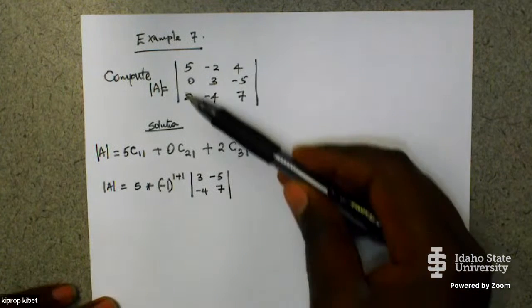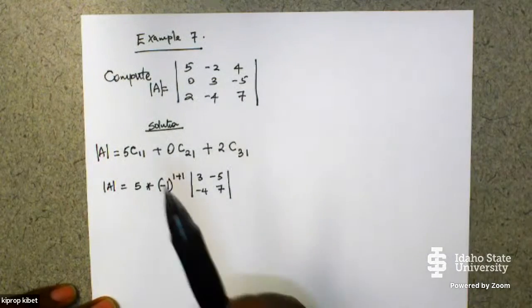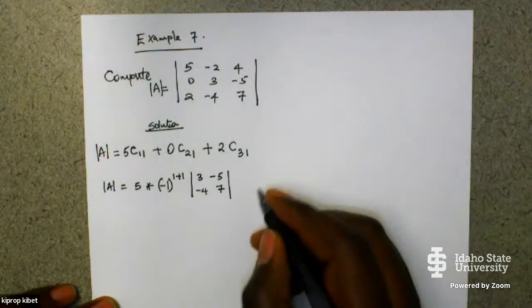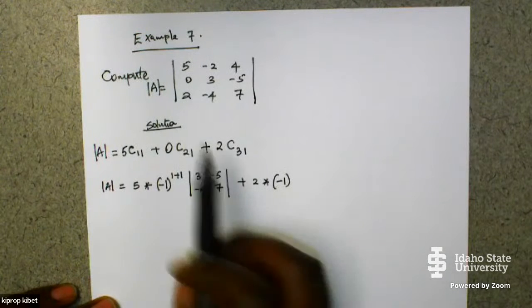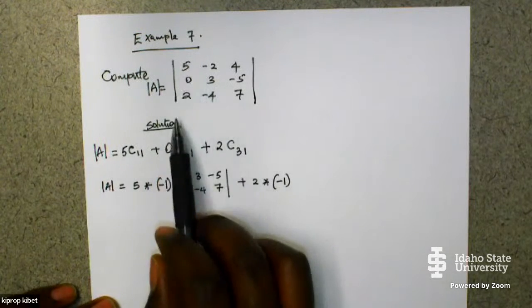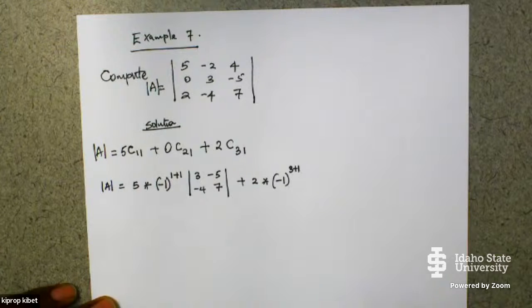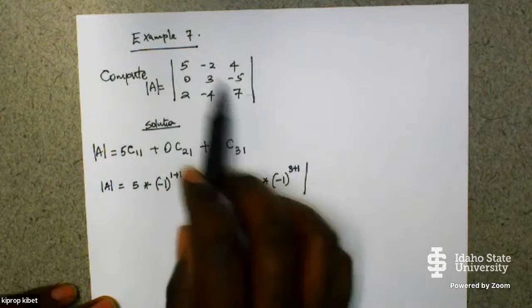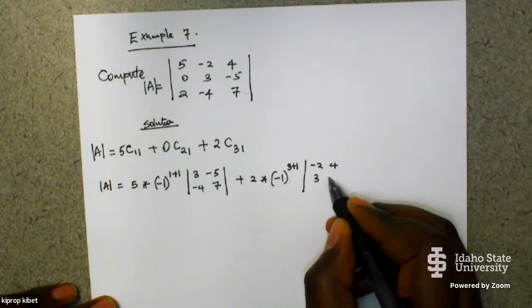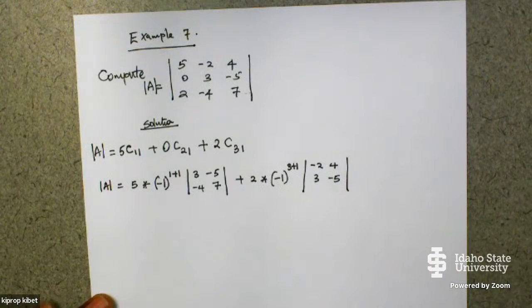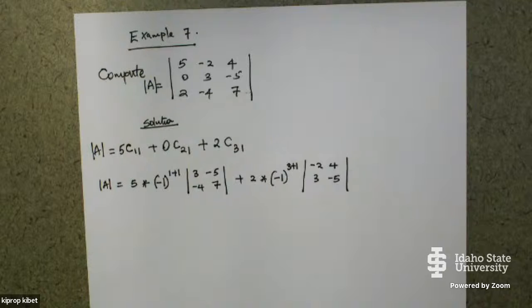Now, since this one will be 0, we can just ignore it. So we just go to the third one here. Plus 2 multiplied by -1. We are deleting the third row and the first column, so it will be 3 plus 1. And then the determinant of, we've deleted this row and this column, so it will be -2, 4, 3, and -5. So that is how we use the cofactors.